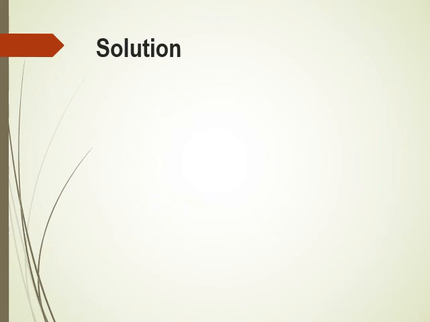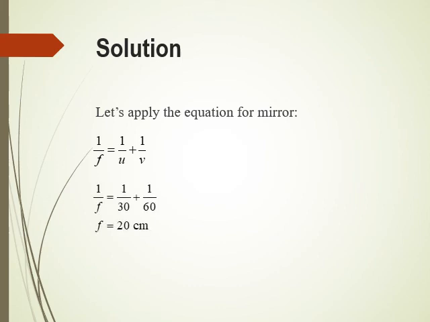Now that we have u and v, let's apply the mirror equation: 1 over f equals 1 over u plus 1 over v. Substitute the values into the equation. f is equal to 20 cm.